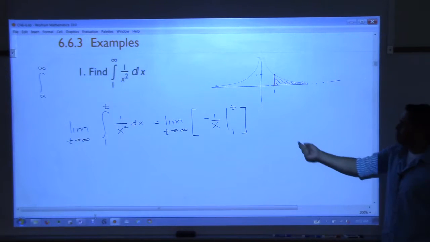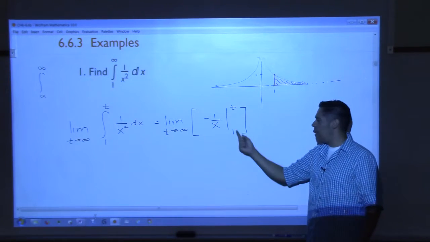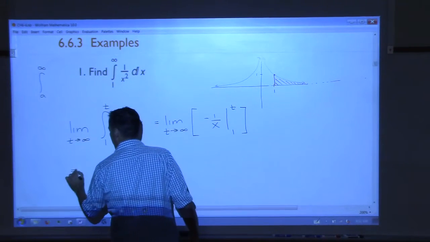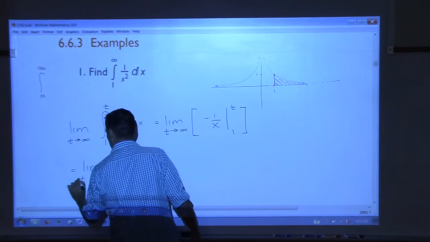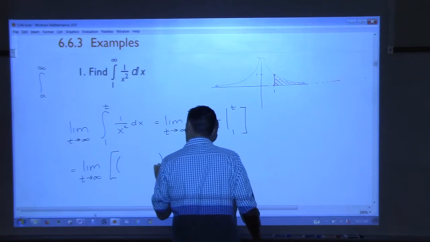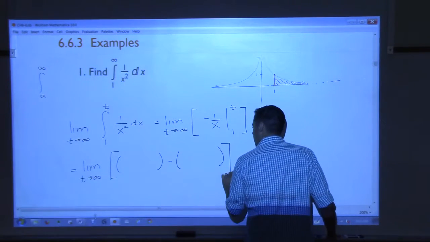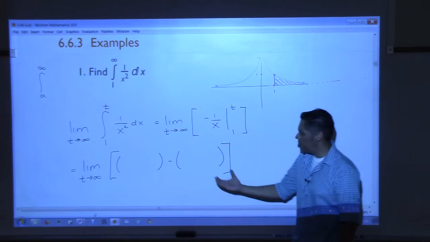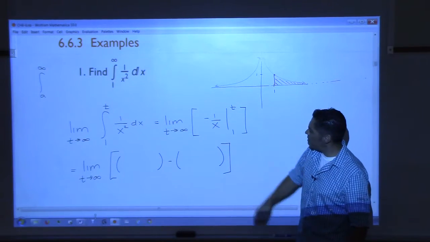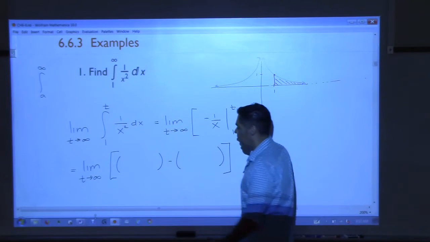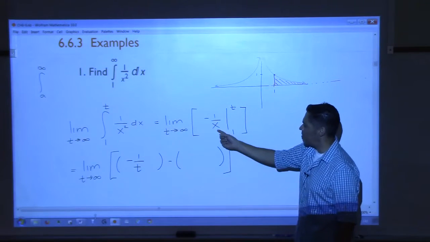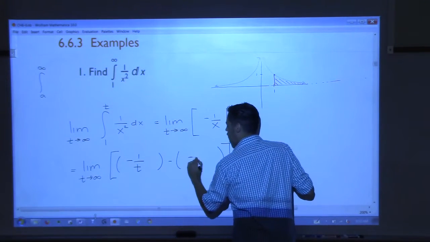Now what I'm supposed to do is plug in this number, right? And then subtract what I get when I plug in this number. So I'm going to write that next. And I'm still going to throw the limit out front. Any questions? So that's my standard thing I like to do, 2 sets of parentheses so I can plug in the t and plug in the 1. So when I plug in t for x, I get negative 1 over t. And when I plug in 1 for x, I get negative 1, right? Negative 1 there.